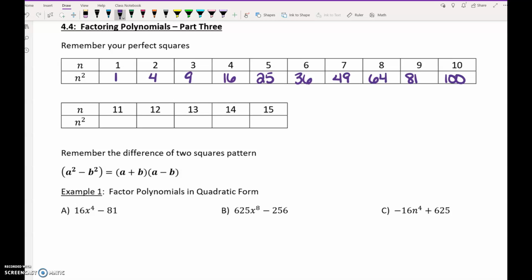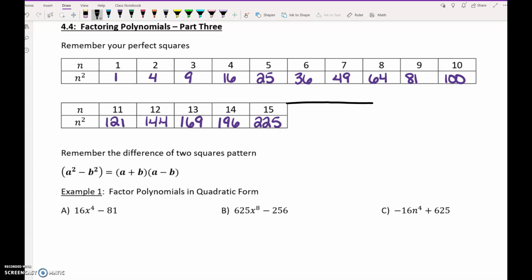Eleven is 121. 12 is 144. If you can memorize 13 squared is 169, then you automatically have 14 squared memorized because you take the 6 and the 9 and you switch them. 14 squared is 196. 15 squared is 225.